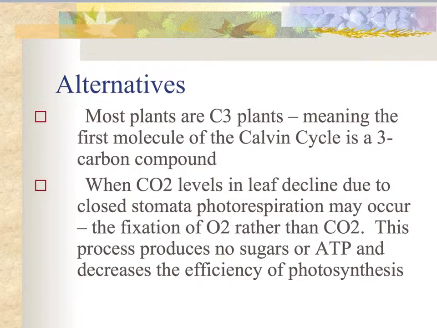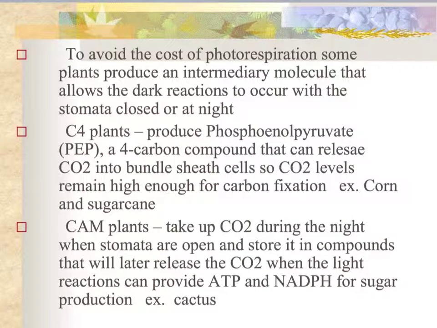Now, most plants are C3 plants, meaning the first molecule of the Calvin cycle is a 3-carbon compound, just like we just saw. But sometimes you have levels of CO2 declining because stomata close, and so then we might have something called photorespiration occur. And this is when the plant will fixate oxygen rather than carbon dioxide. This process produces no sugars or ATP and decreases the efficiency of photosynthesis. To avoid the cost of photorespiration, some plants produce an intermediary molecule that allows the dark reactions to occur with the stomata closed or at night.